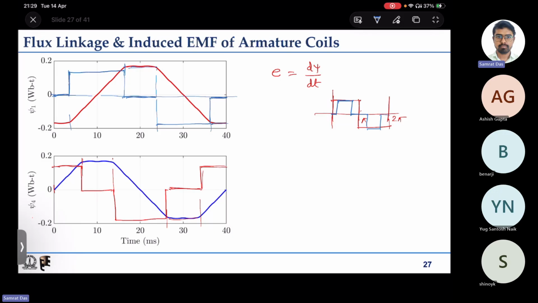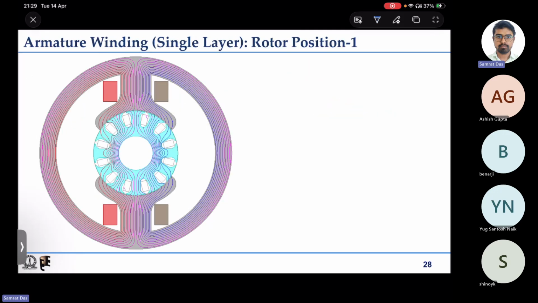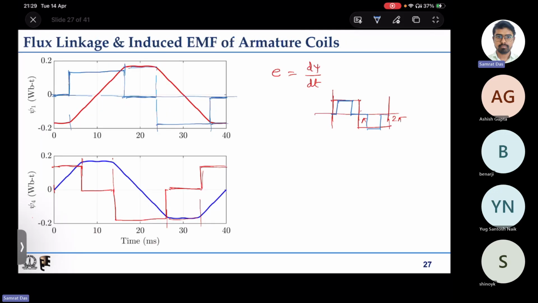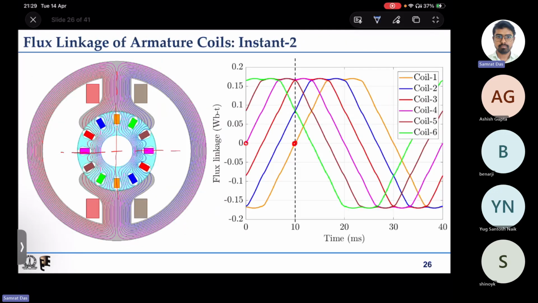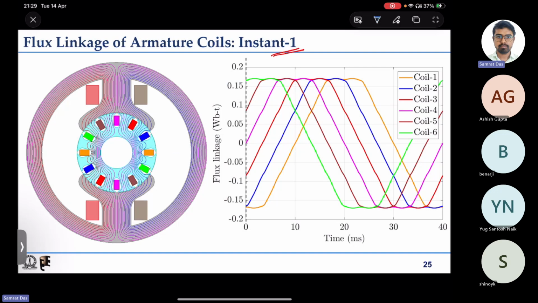They are quasi square in nature. Along with that, if we try to focus on the coil axis, say this is dot, this is cross, and in the earlier one this is dot, this is cross.